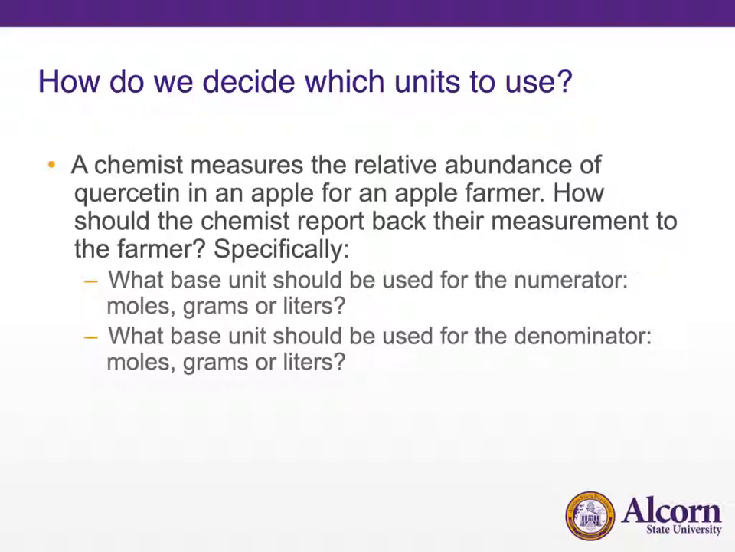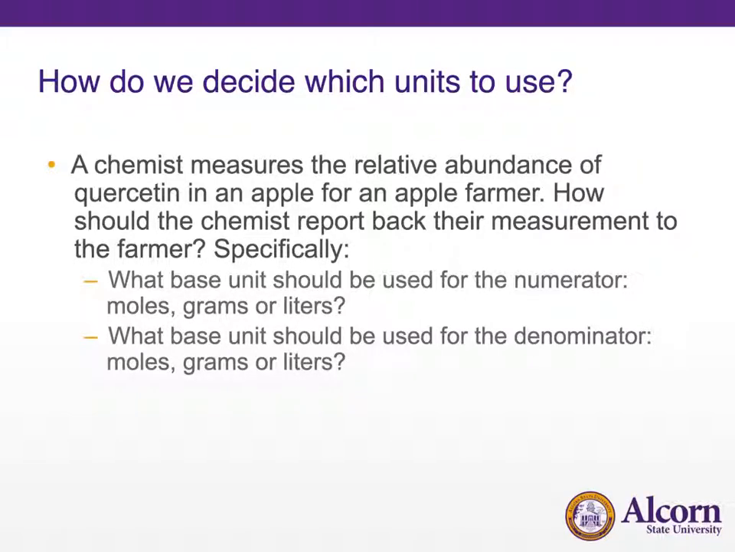Okay, so here's an example. Once again, we see our compound quercetin, the one that we're going to keep talking about a lot in this unit. And here's an example of a scenario where quercetin measurement will be important. A chemist measures the relative abundance of quercetin in an apple for an apple farmer. Okay, so the apple farmer wants to know what the relative abundance of quercetin is. How should the chemist report back their measurement to the farmer?